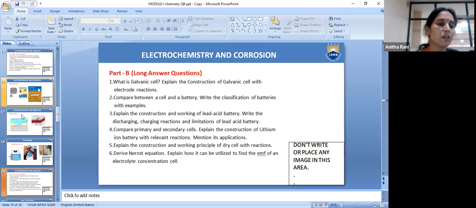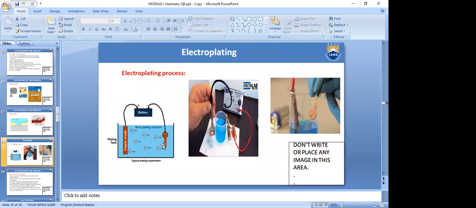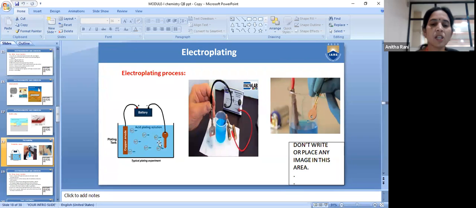So there will be decomposition of chemical substances. For example, we take copper sulfate and an iron key. When we supply electrical energy, copper sulfate decomposes into Cu2+ ions and sulfate ions. The Cu2+ ions move towards the negative electrode, that is, we connect this iron key to the negative pole of the battery, and they undergo a reduction reaction. The copper atoms are deposited on the surface of the iron key. So this is the electroplating process.